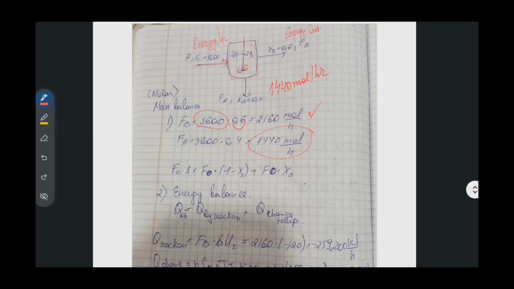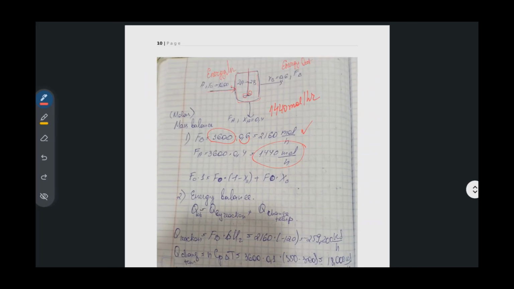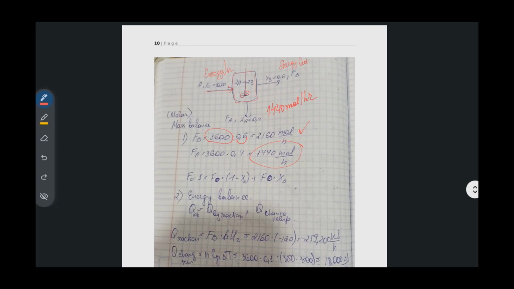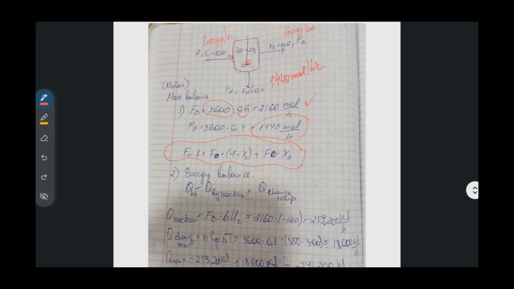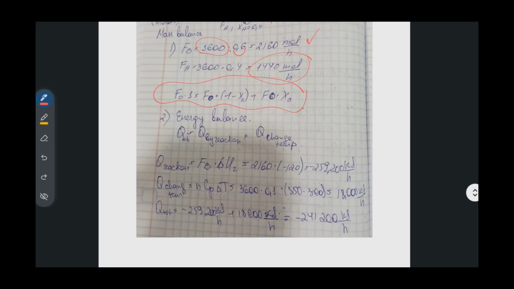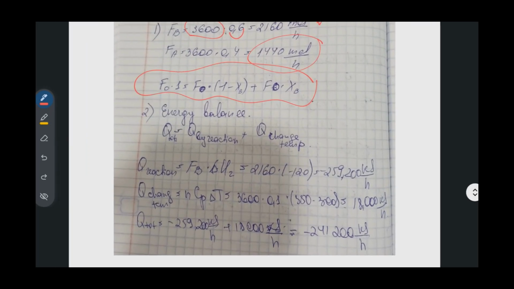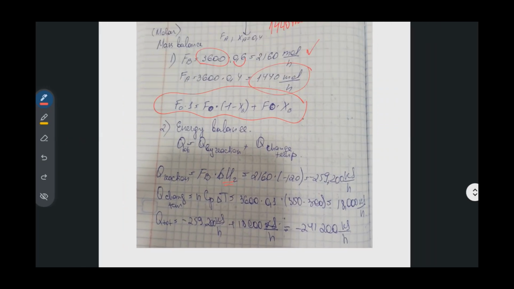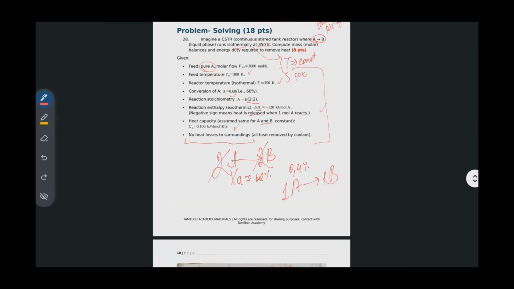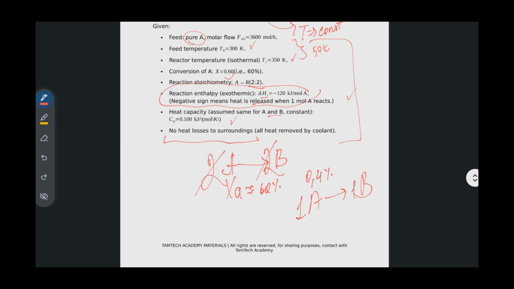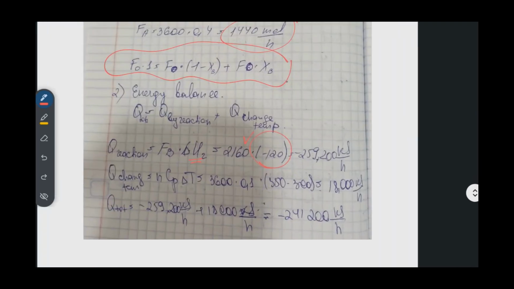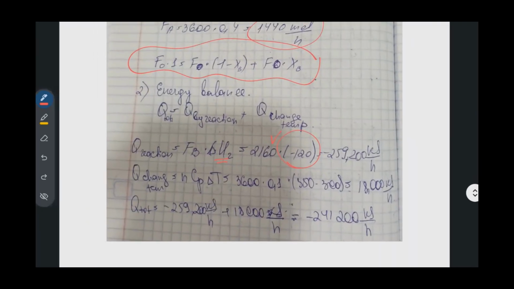Okay. Next. Now, if we see the general mass balance for the B, it is written like this. For the energy balance, Q total is equal to Q by reaction and Q change in temperature. So we have FB multiplied by delta H2. FB was 2160, and it was given minus 120, if you remember from this part, the reaction enthalpy. And we need to consider also the additional temperature change. So this is for here.